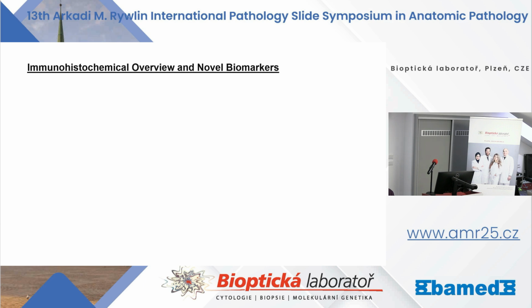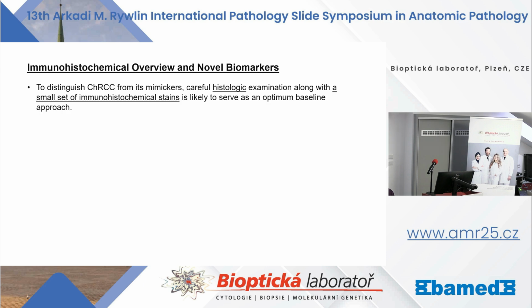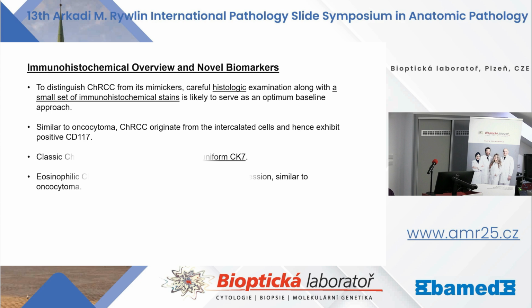So, the diagnosis. The diagnosis is fully based on the hematoxylin and eosin slide and low magnification in the microscope. You need to see eosinophilic tumor, raisinoid characteristics, binucleation, perinuclear clearance. This is enough for you. If you are not experienced, you can use a limited panel of CD117, CK7, for example, vimentin.